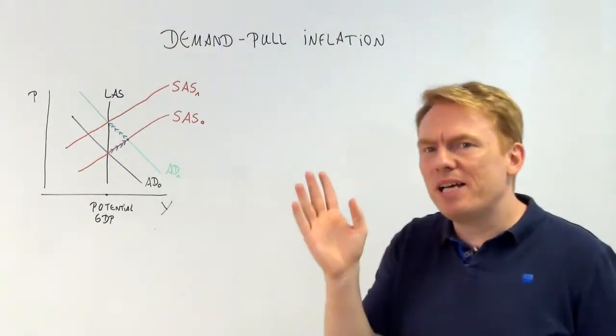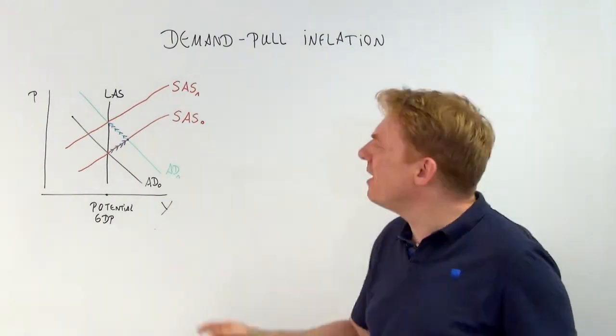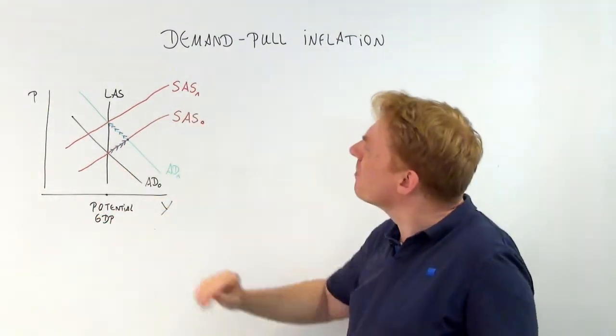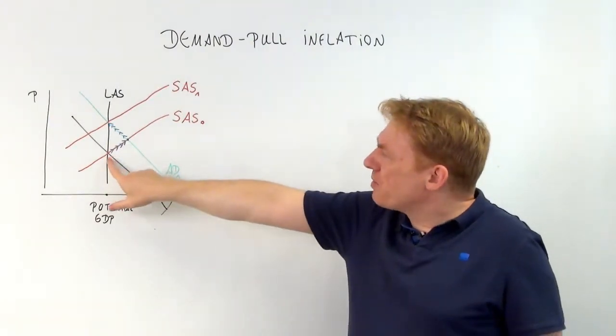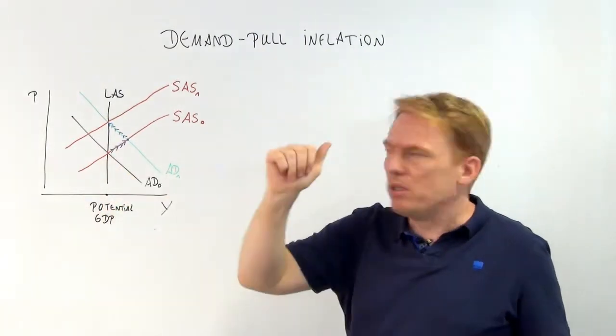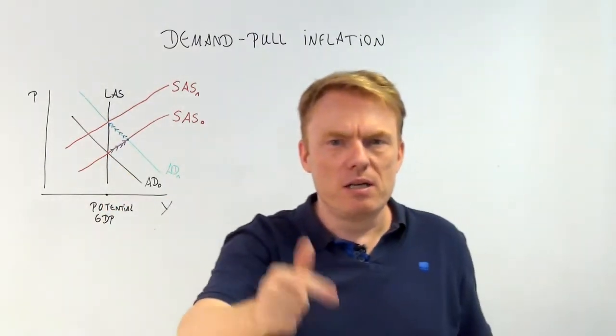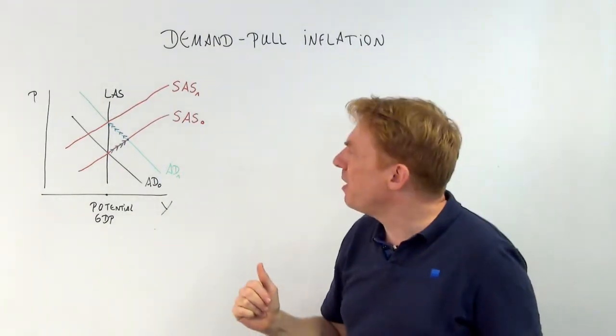It's between totally inelastic and totally elastic, which means this way. Then we have the aggregate demand. All in all, there is the equilibrium point here. The equilibrium point caused by short-run aggregate supply, by the aggregate demand, and by long-run aggregate supply.